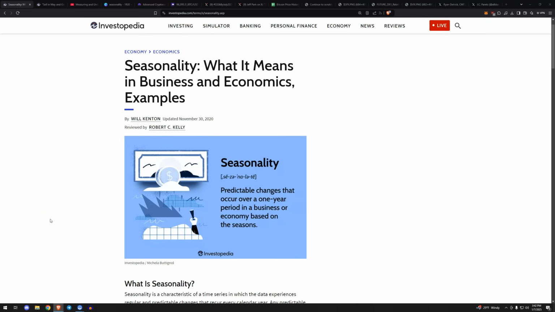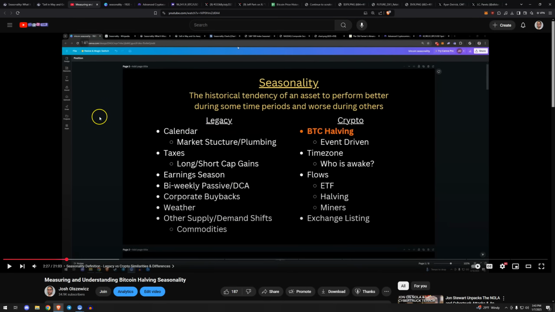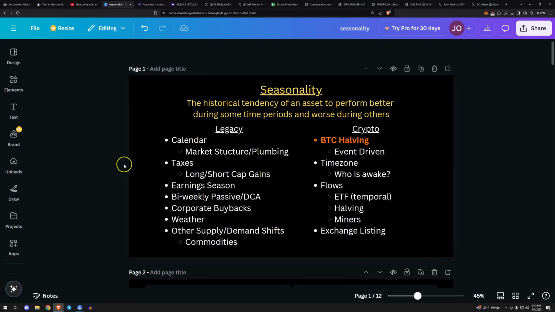It's Teaching Tech Tuesday. Let's take another look at seasonality, being the beginning of the year here. I've talked about seasonality a few times, but seasonality is defined as predictable, that's the key word there, changes that occur over a 1-year period in a business or economy based on the seasons. Sell in May and go away is obviously probably the most well-known mantra of many market participants. I'll link the previous seasonality video in the description of this video.